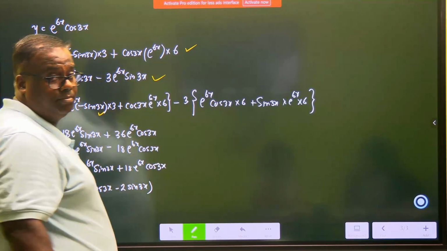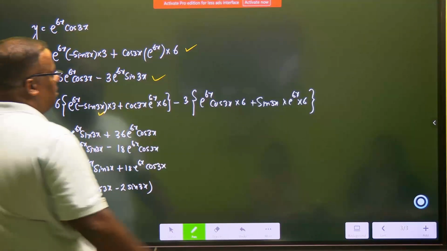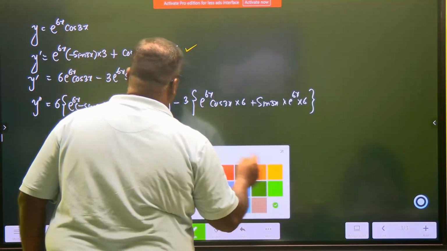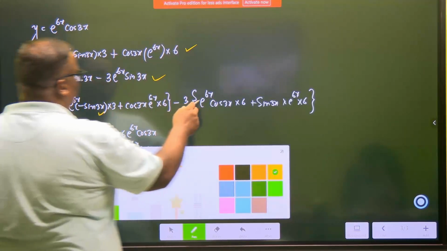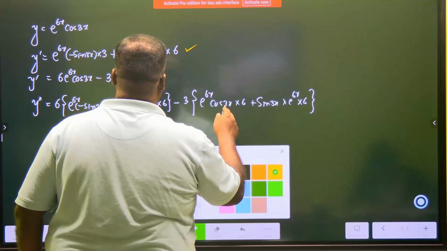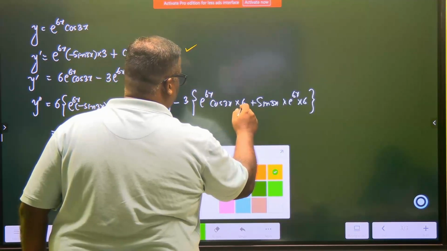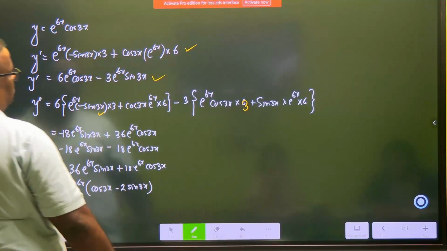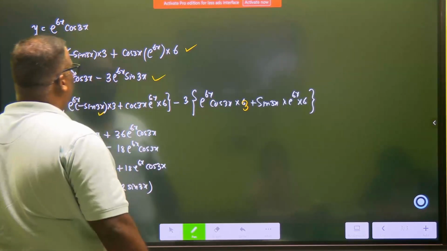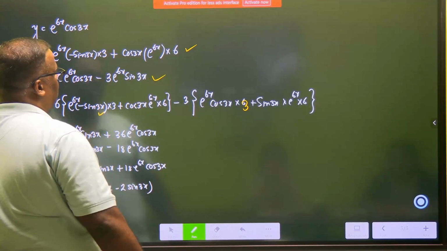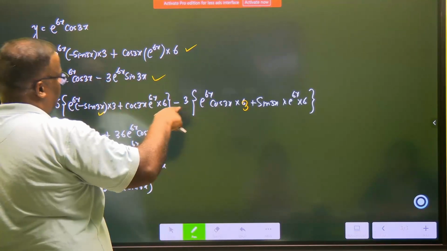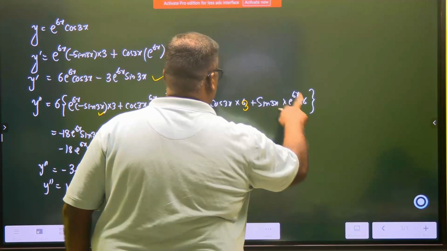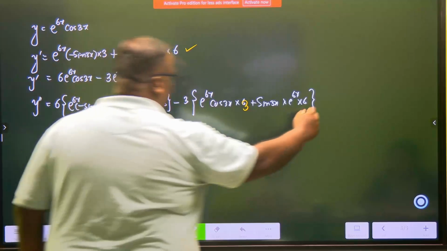Which one? That's what I'm just checking. One minute. Here negative 3 is common. So e to the power 6x, which becomes cos 3x into this will be 3. This is the place where I wrote 6x. That's where the mistake happened. This is 3. Then plus sine 3x, first function cos 3x. Then second function is sine 3x into e to the power 6x into 6. This is fine. Is this step correct? I think this is correct.